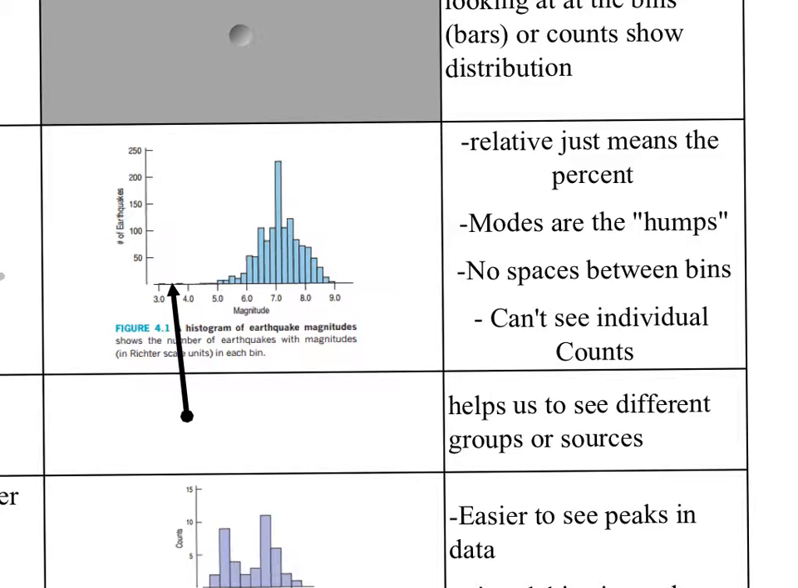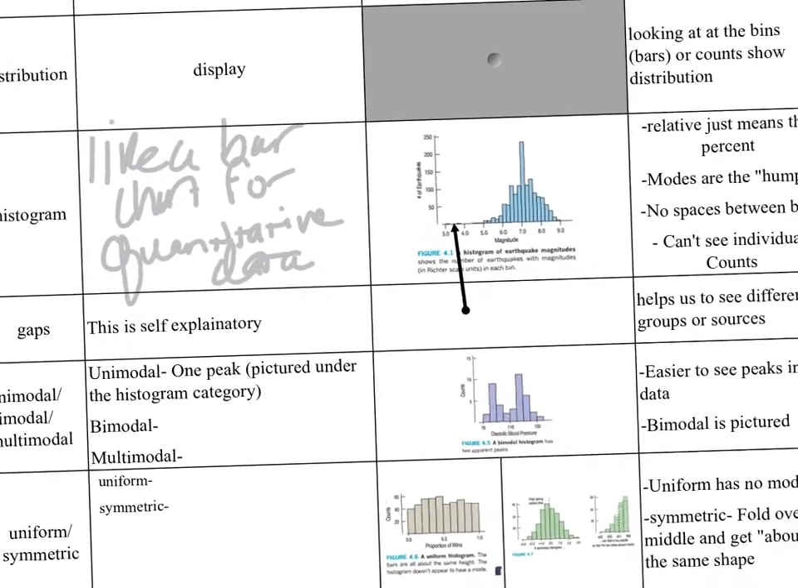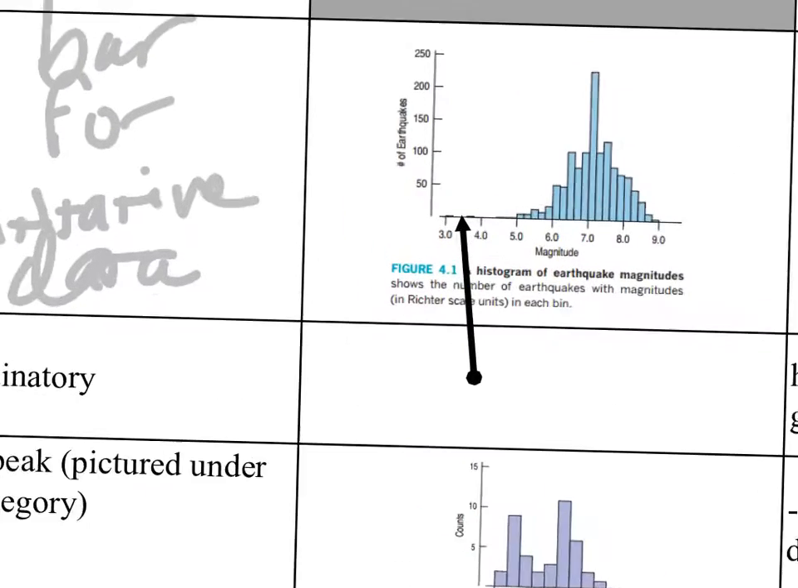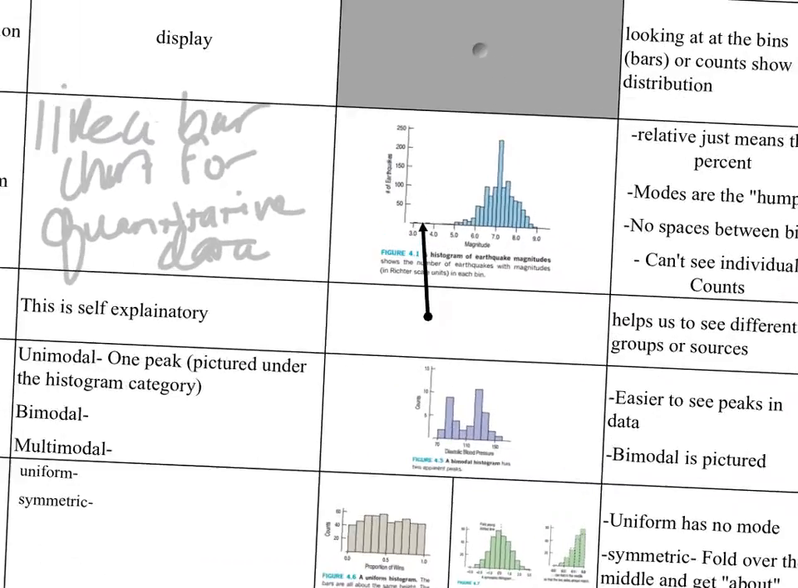Remember, relative just means percent. The modes are the humps. So your mode would actually be 7 in that case. There's no spaces between bins, and you can't see individual counts. Those are kind of key parts. Gaps are pretty self-explanatory, so I'm not going to even give you a definition, but it's literally like a space in the graph. So notice between those two parts, there's like a little space in there, and that's a gap.